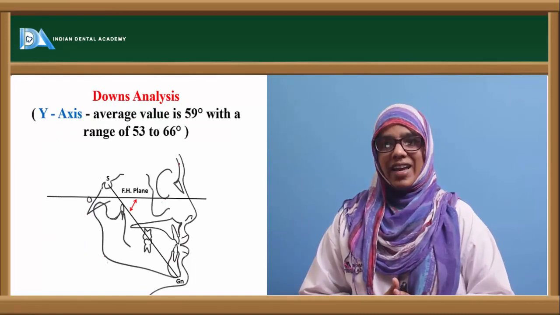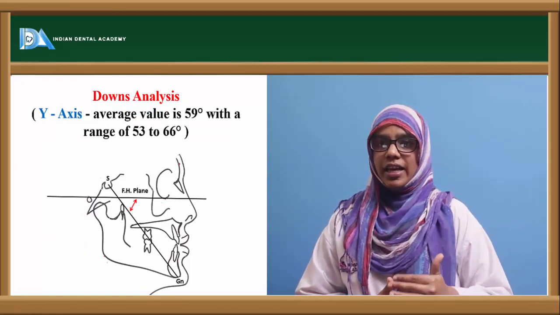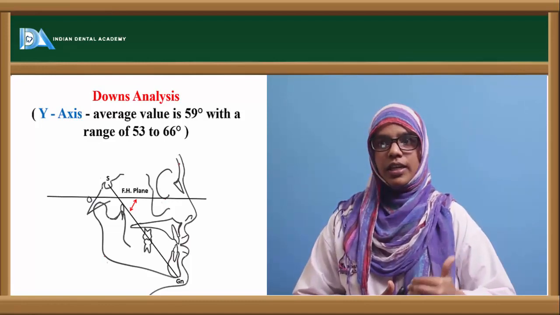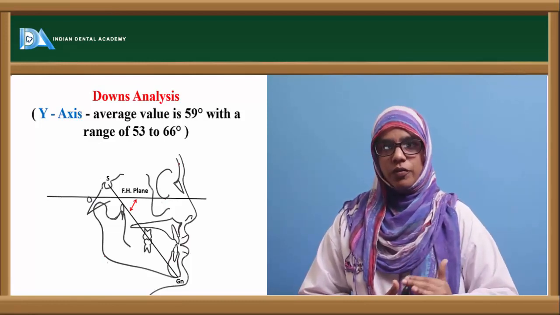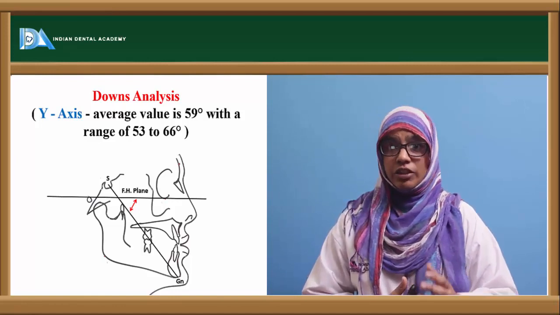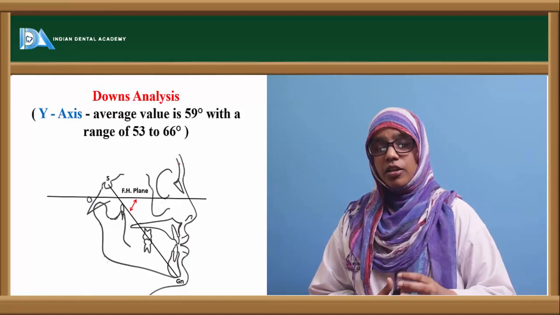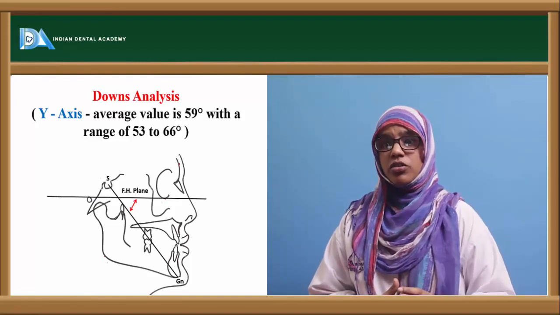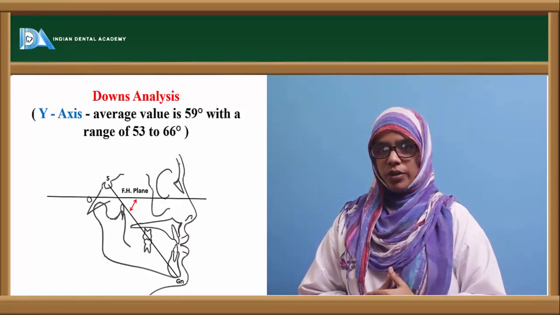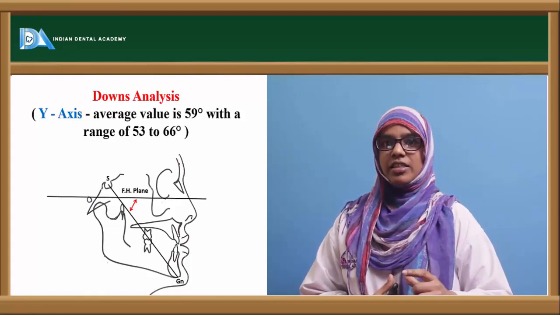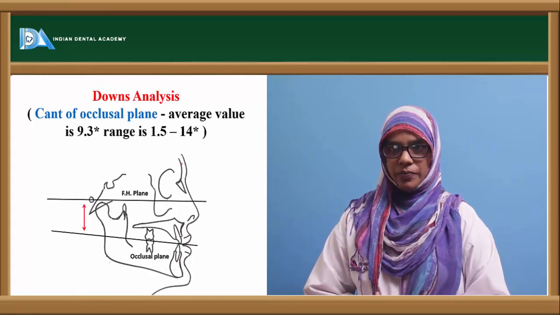Then we come to y-axis. Now it is an angle formed between the horizontal plane and a line from the sella to the gnathion. Its value is around 59 degrees and the range is 53 to 66 degrees. Now this basically represents the growth pattern of the patient, whether the patient is a vertical grower or horizontal grower. The angle increases in case of vertical growers and the angle decreases in case of horizontal growers.